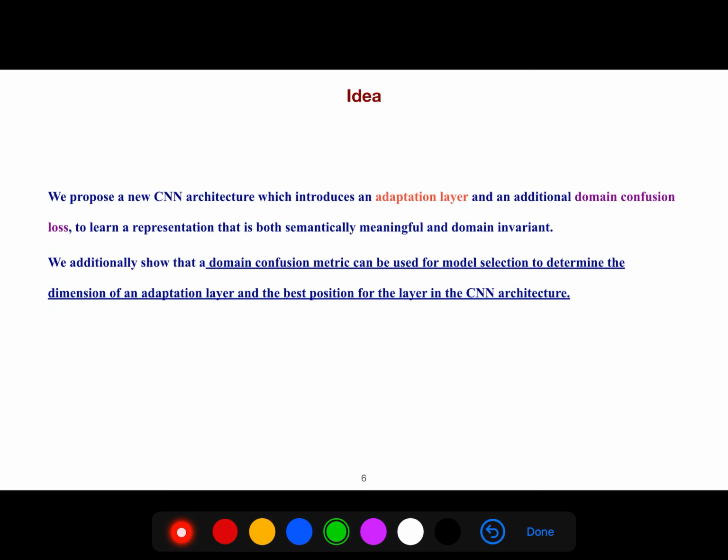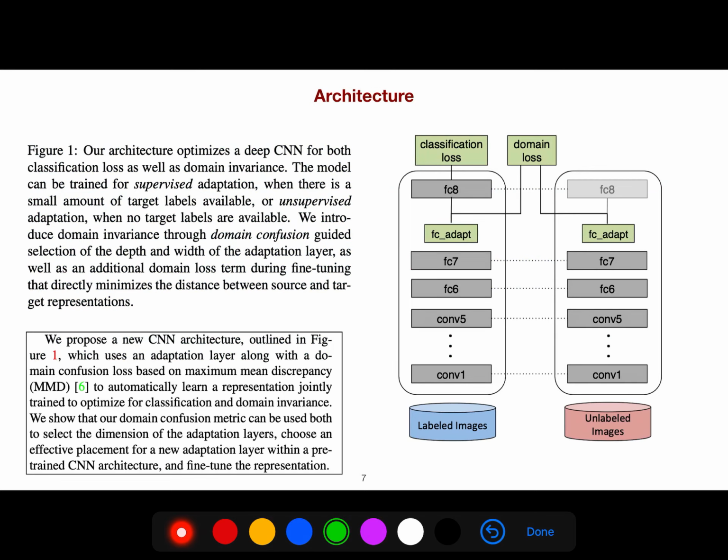So we propose a new convolutional neural network which introduces an adaptation layer and an additional domain confusion loss to learn a representation that is both semantically meaningful and domain invariant. We additionally show that the domain confusion metric can be used for model selection to determine the dimension of an adaptation layer and the best position for the layer in the CNN architecture.